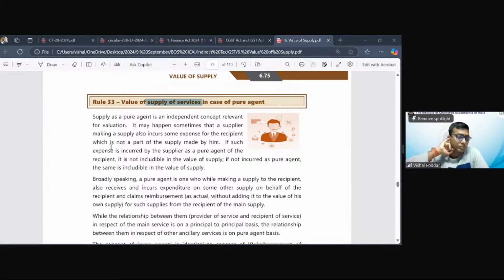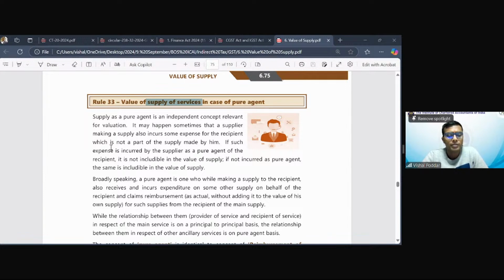Now, please pay attention. I gave you the first example of our service where the pure agent concept applies and where GST will not be applicable on the amount which I am recovering from you as a pure agent. Now I'll give you another example where I'm not acting as a pure agent. And in that example, I'll vary it and make it a pure agent case also, so that you'll understand the difference. And then we will read the theory and the conditions.